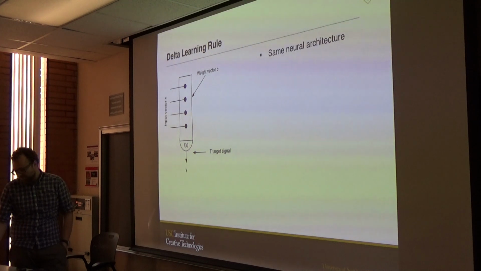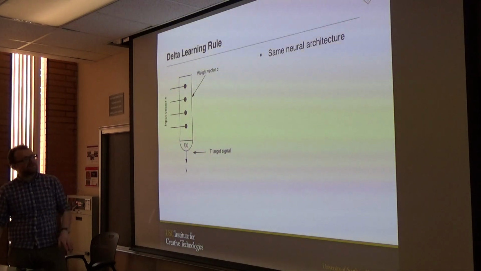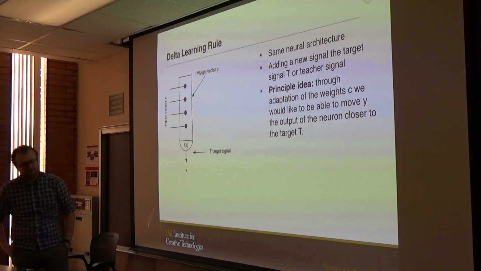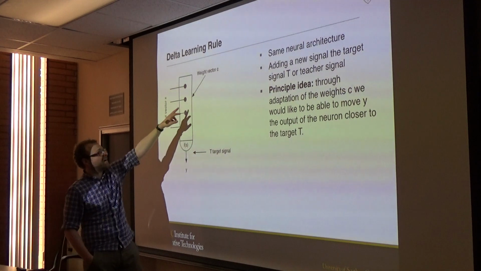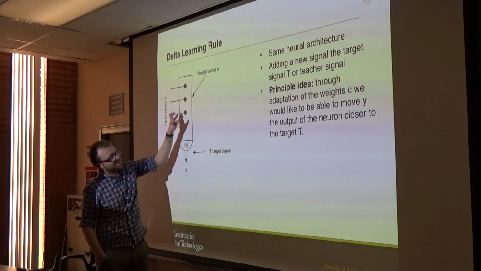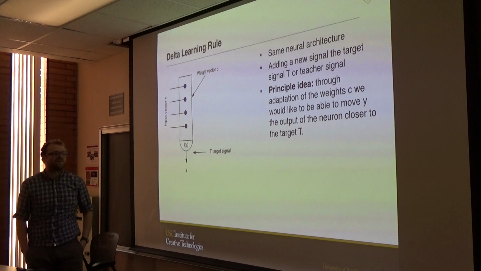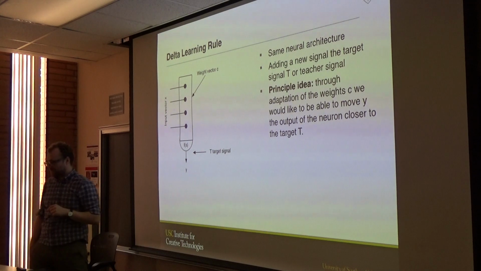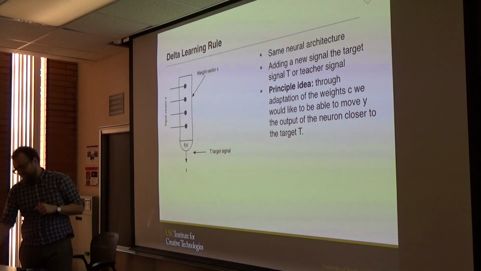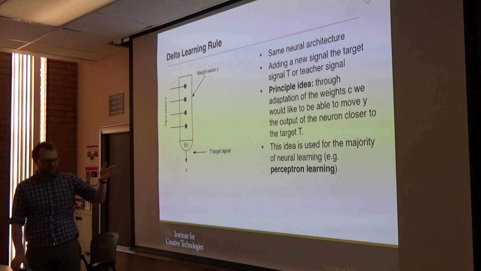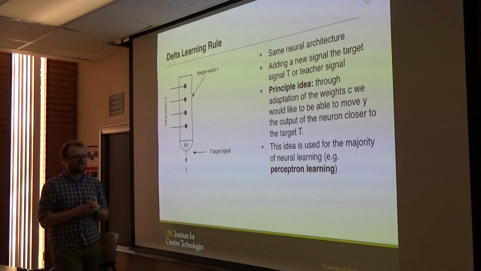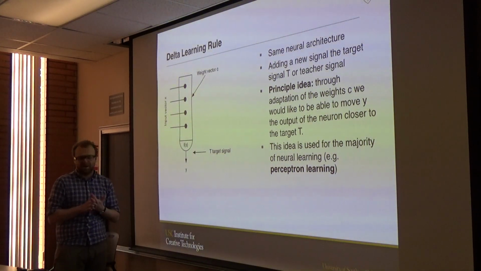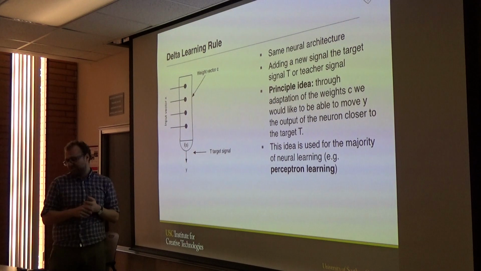Okay, so again, we start with the same neural net architecture. We add a new signal, which is the teacher, and the principal idea is that through adaptation of these weights here, which are in this column here, we would like to be able to move y as close to t as possible. Okay, and this idea that I already mentioned for the logistic discrimination is used for the majority of neural learning, and also, for example, in the perceptron learning.